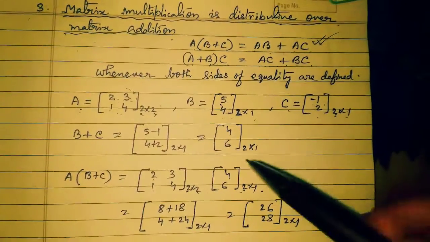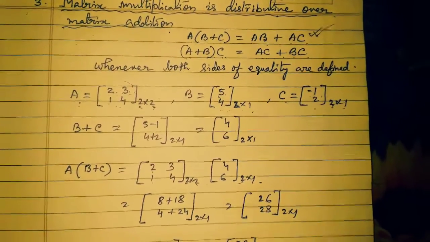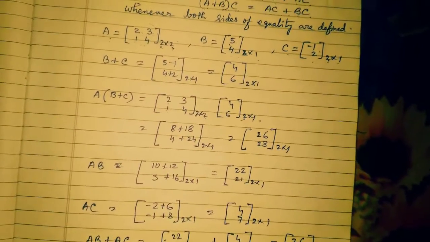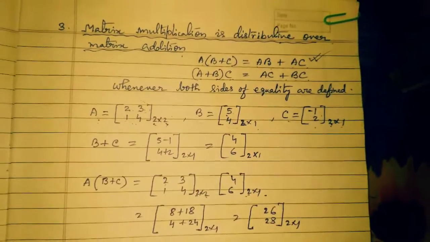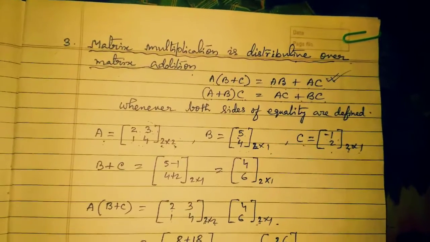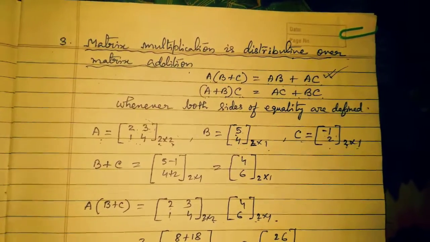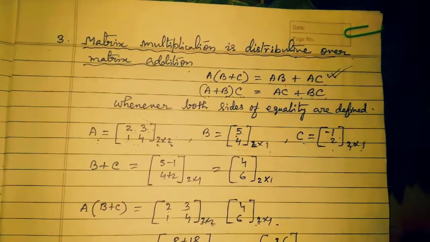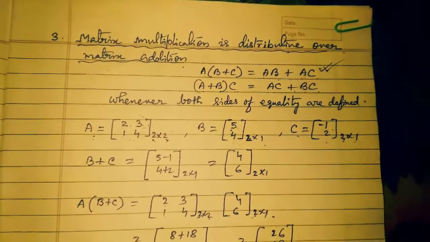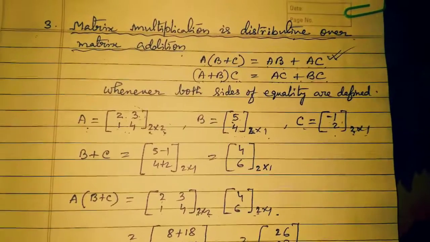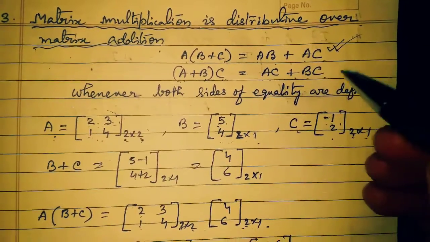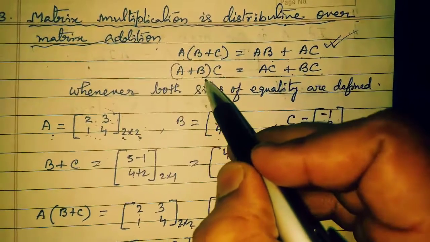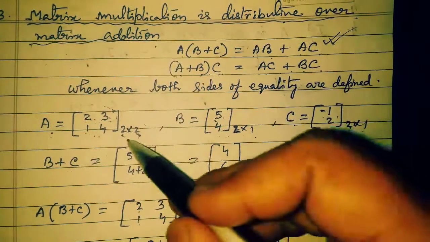That is why it is given that both the sides of equality must be defined. That means if the order of both the sides is the same only, then only the elements will be equal, otherwise not equal. So this shows that matrix multiplication is distributive over matrix addition. But when both sides of equality are defined, then only it is possible, otherwise not possible. The second case is possible only when the order of A and B is the same. But here the order of A and B is not the same, that is why it is not possible.